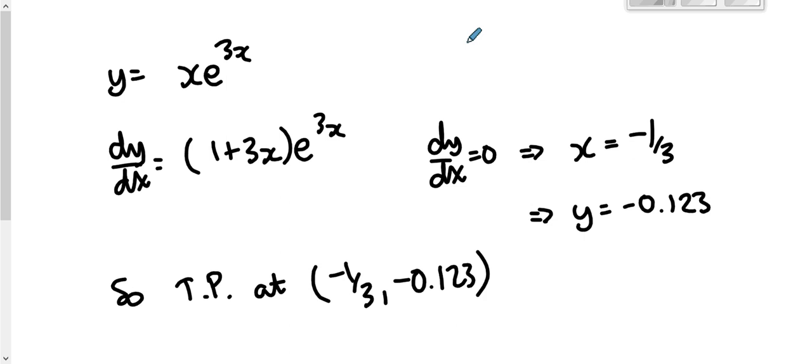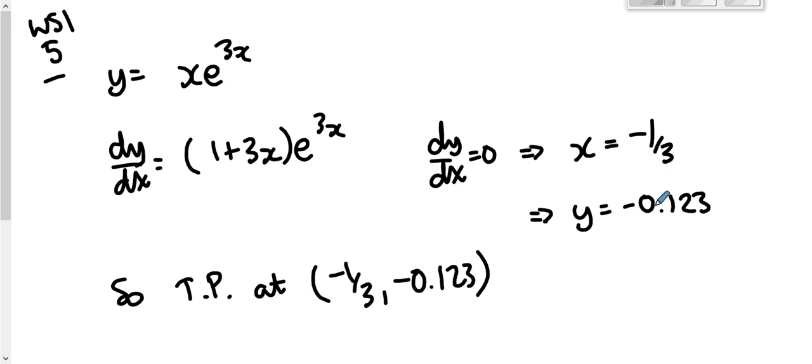So back to the problem. This was question 5 in worksheet 1. So here we've got y equals x e to the 3x. We took the derivative, (1 plus 3x) e to the 3x, and we found where that was equal to 0, and we got the answer x is minus a third.